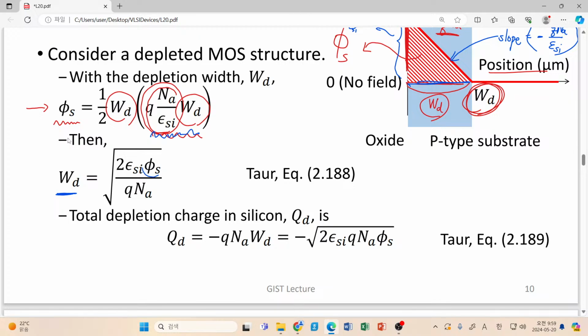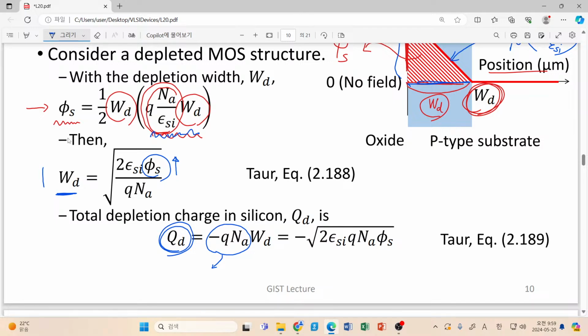From this simple calculation, now we can say that the depletion width of our depletion layer is proportional to the square root of surface potential. If surface potential is increased, then we will have wider and wider depletion width, and since the depletion width is becoming even wider, we will have more and more depletion charge. Depletion charge is simply given by minus Q Na, the volume charge density of our depletion layer, times the thickness of that layer. So we will have this simple relation.